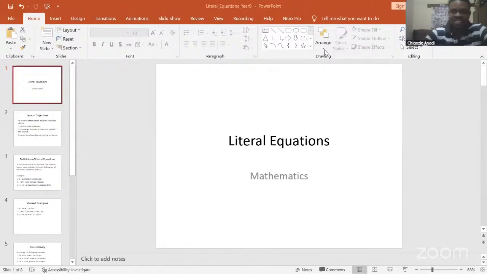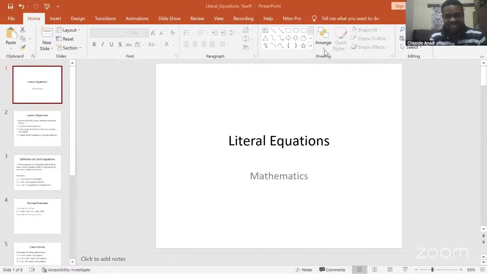Okay, so we're looking at literal equations. Once you hear this word, literal equations, what comes to your mind? The word literally. And what does it mean? Like seriously, I guess. Okay. Now when you hear the word literal, the English word for that is you being serious about something.